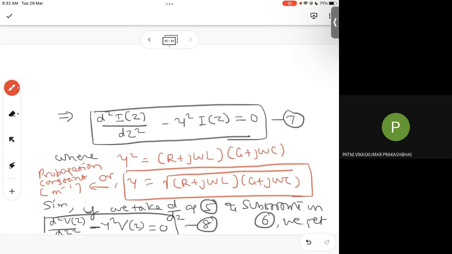Obviously, it depends upon these RLGC also, because R is a lossy material and all those parameters. And the other thing is how the signal propagates, at what velocity it is propagating. All these things are equally important.